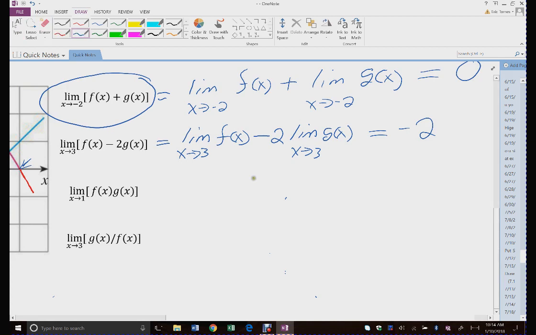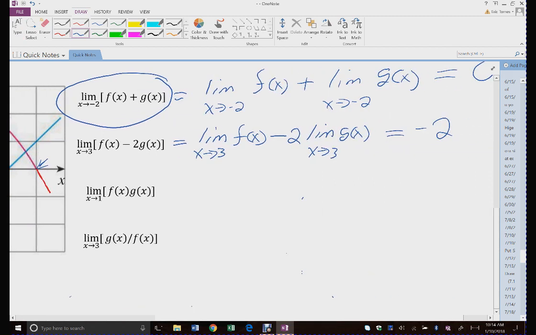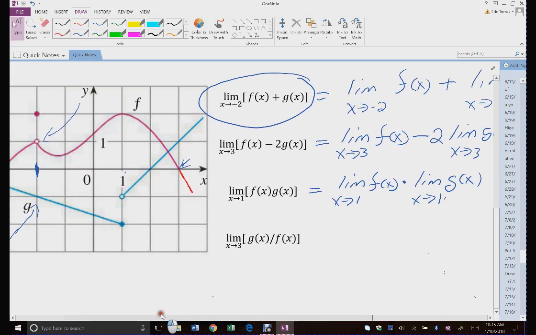Third one. Okay, and let me start by rewriting it. First of all, this is the limit as x approaches 1 of f of x times the limit of g of x as x approaches 1. So now I'm going to go over here and take a look at what's happening around 1. So here we go. X is 1 is right here. F of x is 2.